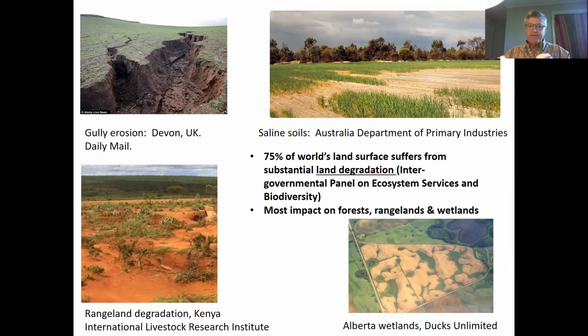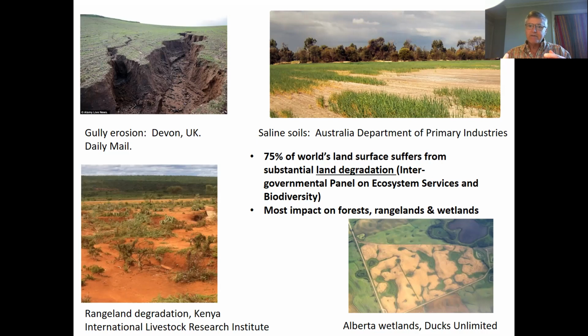Overall, it's estimated then, looking at these different types of degradation processes, that about 3/4 of the world's land surface has had one form or another of substantial degradation of land. So we've had this major and serious impact on about 3/4 of the world's land surface. This is the estimate of the Intergovernmental Panel on Biodiversity and Ecosystem Services, which released its report last year.